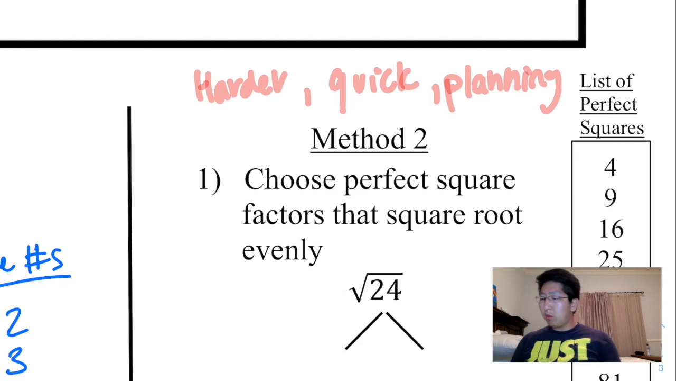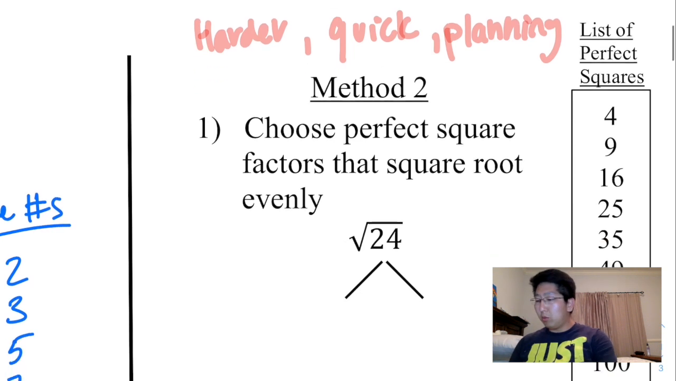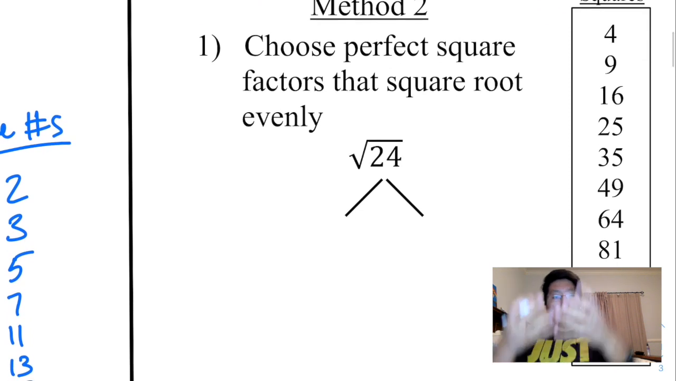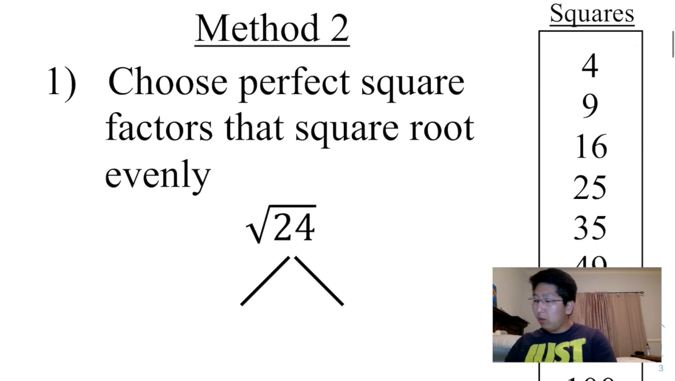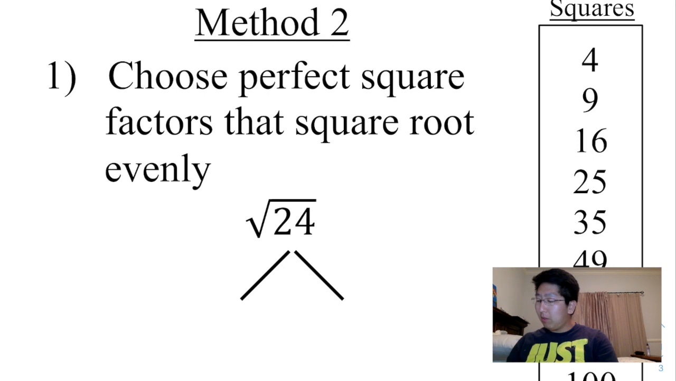So here we're going to choose a perfect square that square roots evenly. So here we're going to find the factors, right? The numbers that we can multiply, but we want to find a number that's a perfect square. If you don't remember perfect squares, here's a list: 4, 9, 16, 25, 36 because 6 times 6 is 36, right? 49, 7 times 7. So here we could take the square root of 4.